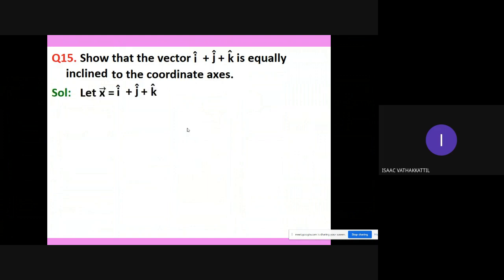You know, the angle between two vectors a and b is theta, where cos theta is a dot b upon magnitude a magnitude b. What is the angle between this vector x and i? It is x dot i upon magnitude x into magnitude i. That is actually the angle between them, which is nothing but the direction angle between the vector and the coordinate axis. We can easily find.